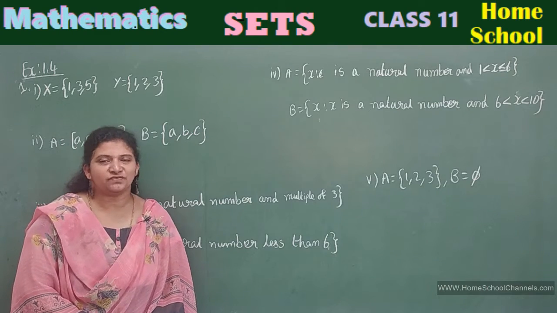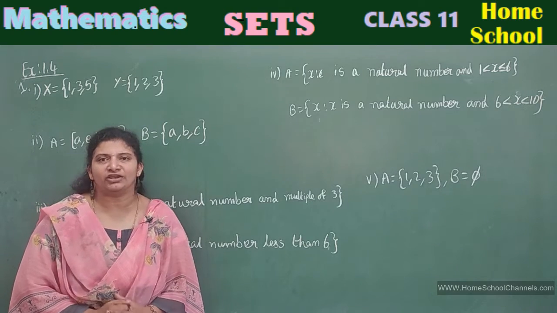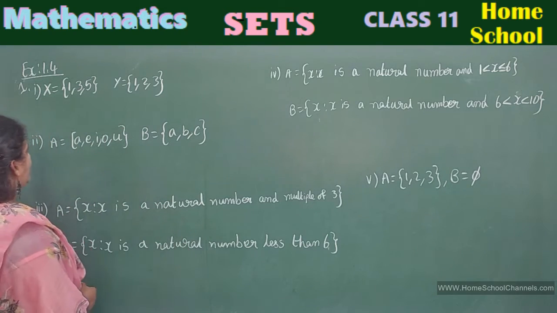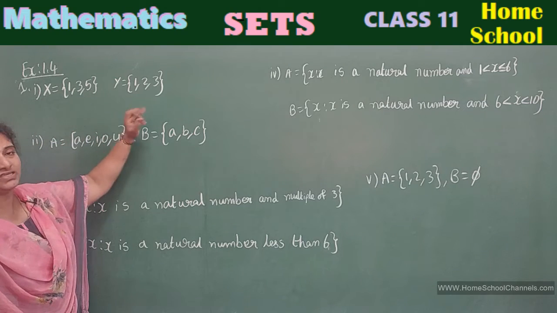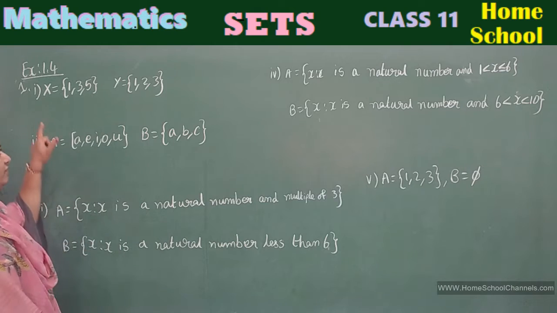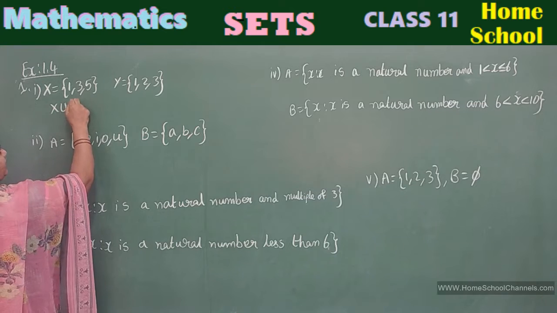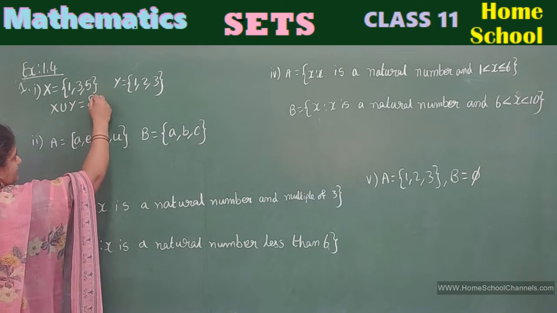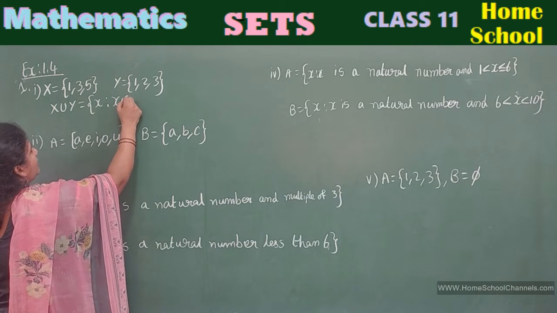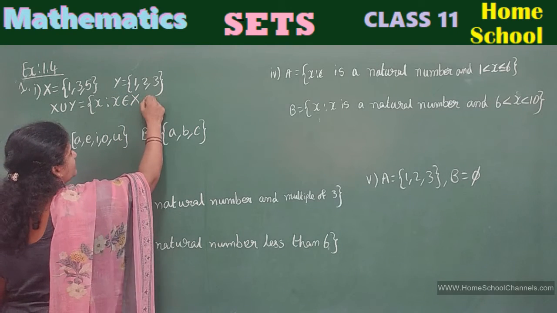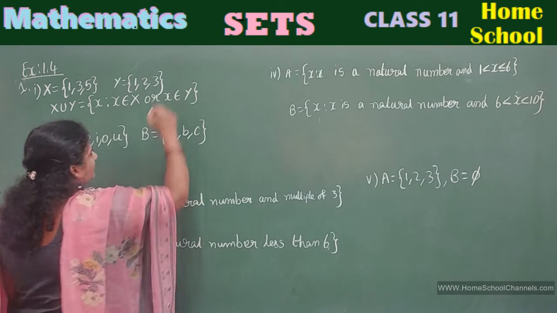Let's start exercise 1.4. Find the union of each given pair of sets. In this first problem, X is equal to {1, 3, 5}, Y is equal to {1, 2, 3}. Find the union. So what do you remember here? X union Y is the set of all x such that x belongs to X or x belongs to Y, right?